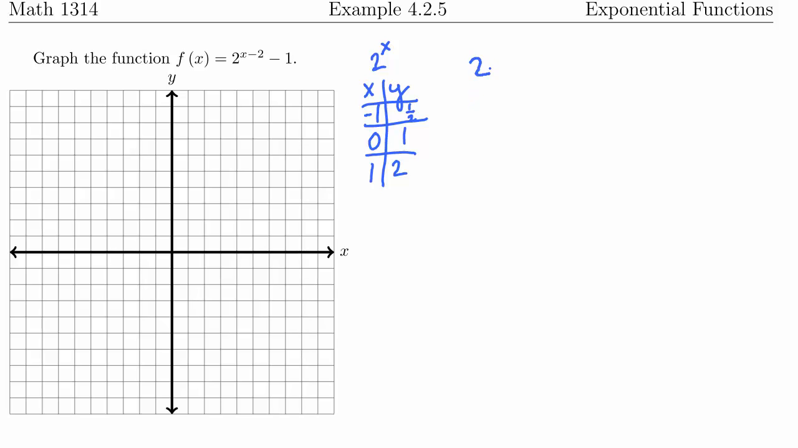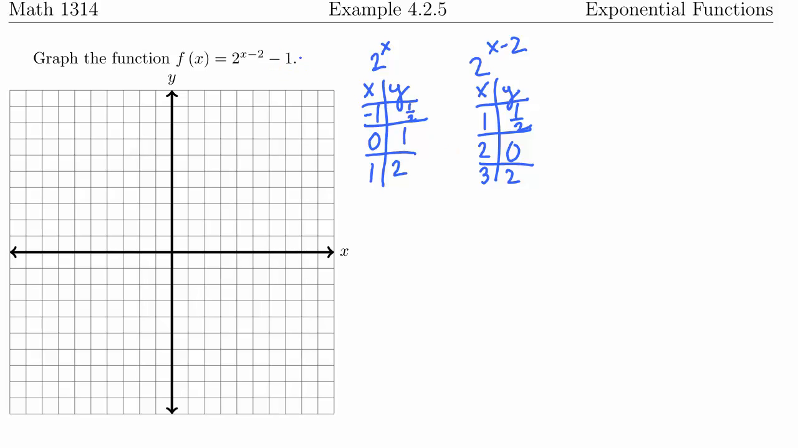So what I'm going to do is the table for 2 to the x minus 2. Here's my xy table. Because we're moving to the right, the y values are going to stay the same. So it's still 1/2, 0, and 2, but I'm going to add 2 to all these x values. So -1 plus 2 is 1, 0 plus 2 is 2, and 1 plus 2 is 3.